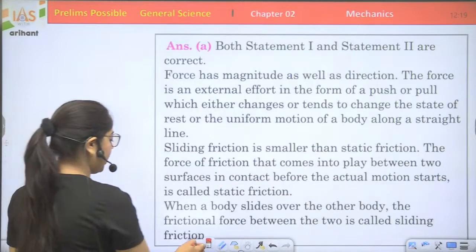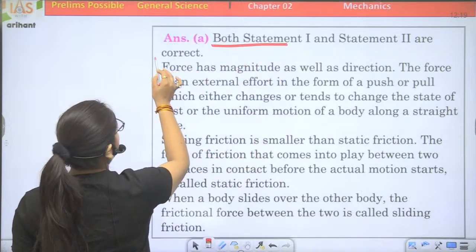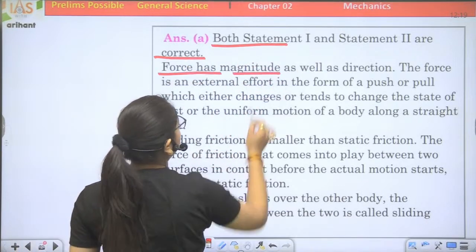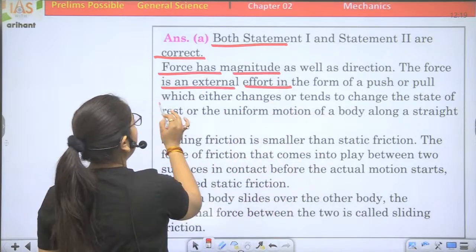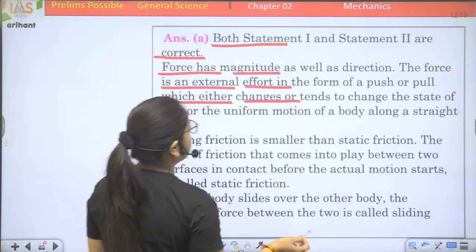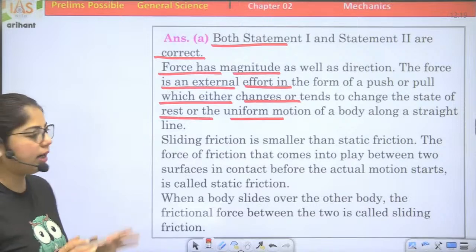Coming to the explanation here. The explanation says both statement first and second are correct. Force has magnitude as well as direction. The force is an external effort in the form of a push or pull, which either changes or tends to change the state of rest or uniform motion of a body along a straight line, right?